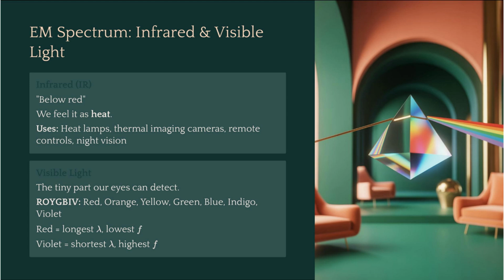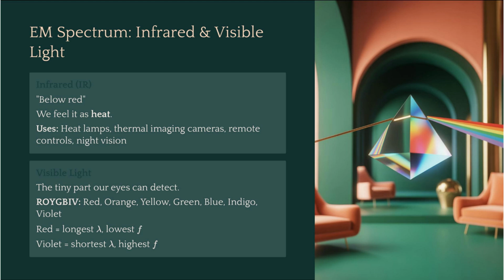Moving up, we get to infrared, or IR. Infra means below, so this is the wave below red in terms of frequency. You can't see it, but you can feel it. Infrared radiation is heat, the remote control for your TV, thermal imaging night vision goggles, and the heat lamp at a restaurant all use infrared.